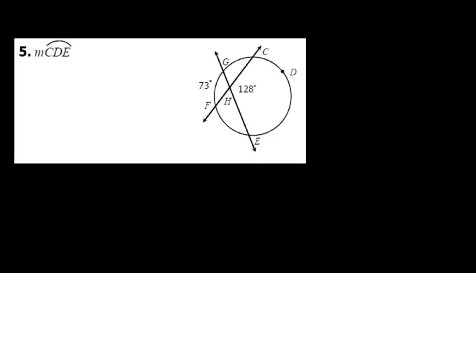This time we're asked to find arc CDE. So I'm going to highlight that from C to D to E. Okay. So the angle that goes with that is going to be 128. And on the other side, the arc that goes with that is going to be 73. I noticed that the angle crosses on the inside. So my formula is going to be angle is equal to half of arc 1 plus arc 2.